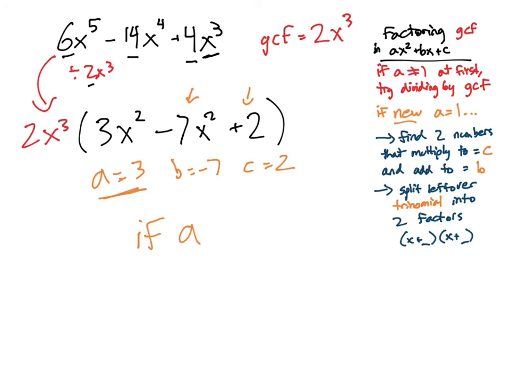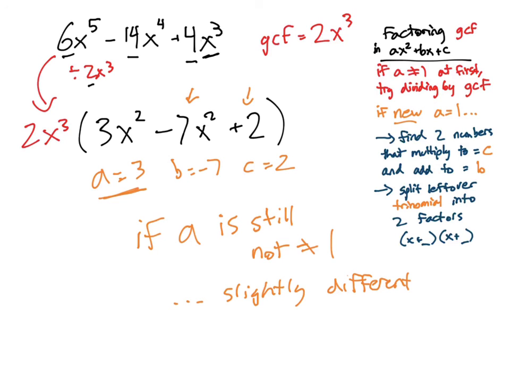So if a is still not equal to 1, after we've divided by that greatest common factor, we need to use a slightly different method. And I'll go over that method in a different video.